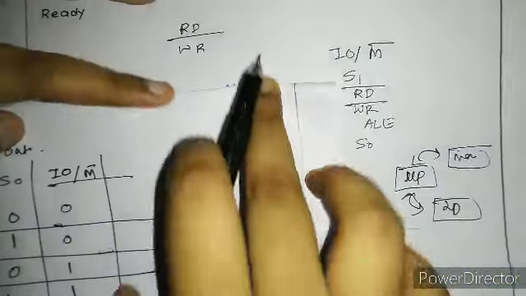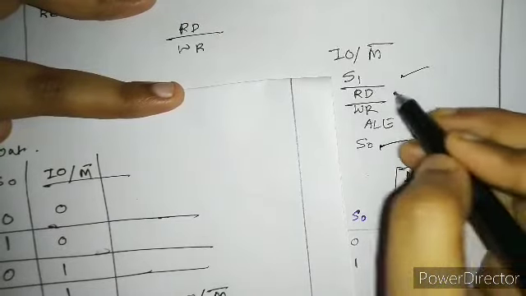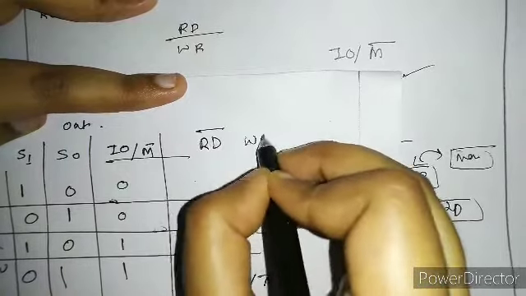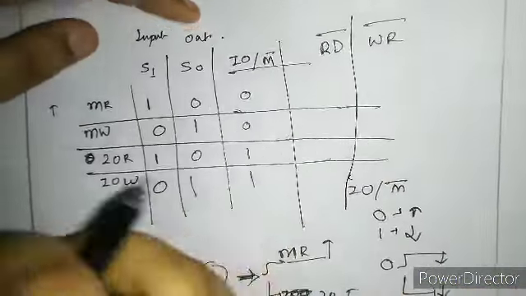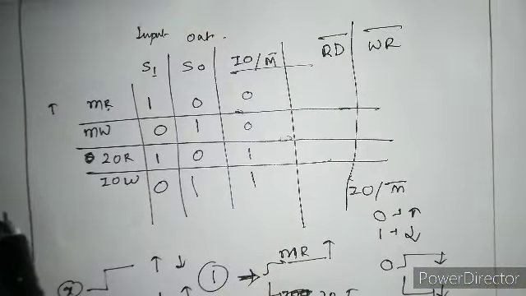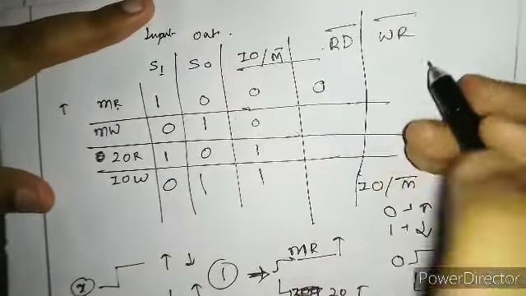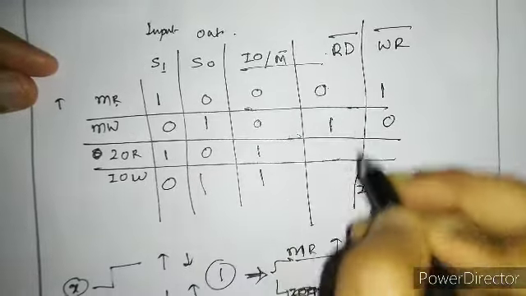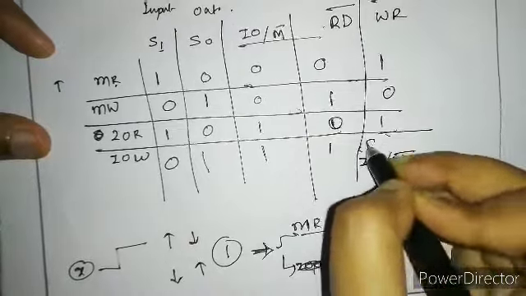Then S1, S0, RD bar and WR bar. Okay. Memory read, which means this is a read operation. As it is active low, this will go 0, and obviously this is not writing, so it's 1. Write 0, read 1. IO read 0 1 1 0.